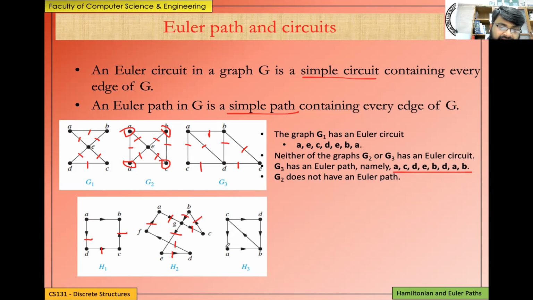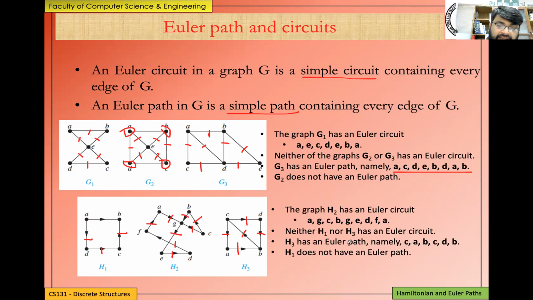On the other hand, let's just discuss this one. Let's say that we start at C, move down here, then move back to C, then move here and move back to B. So now this contains an Euler path, but it does not contain an Euler circuit. So graph H2 has an Euler circuit like we thought. It starts from A and goes back to A. This is an Euler circuit.